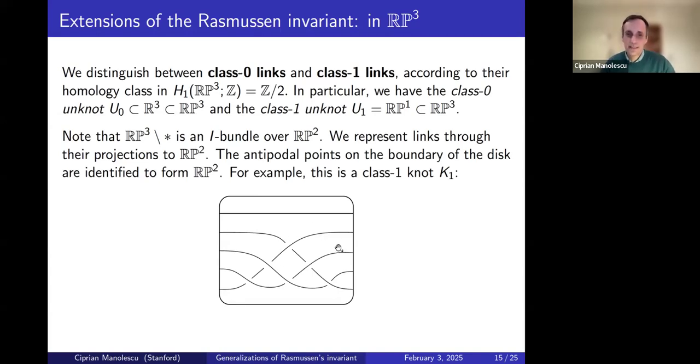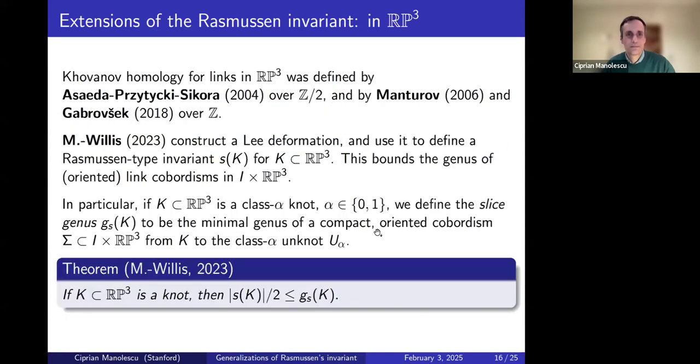Okay, and if you have a diagram like this, you can do a cube of resolutions, and you can define something like basically a generalization of Khovanov homology. This was done, as I mentioned before, by Asaeda, Przytycki, Sikora, and then Manturov and Gabrovšek, they did the signs. In joint work with Willis, a couple years ago, we constructed the Lee deformation, and we defined the Rasmussen invariant. And as usual, this is for links in RP3, and we get genus bounds for cobordisms in the interval times this 3-manifold.